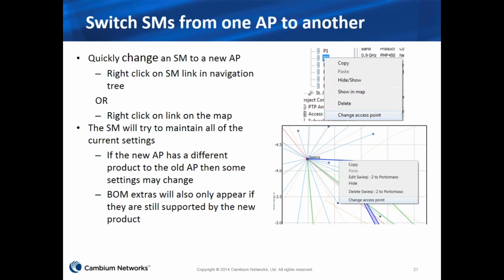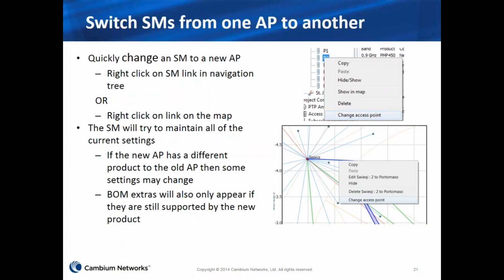So the next feature we're going to look at: once you've configured a network and attached all your SMs, sometimes there are reasons during the planning or deployment phases where you may want to change which AP an SM is connected to. What you don't want to do is delete that SM and then reattach it, because you lose all the settings that you've put in there. So we've added a capability where you can change the access point and effectively rehome an SM from one AP to another. Like quite a lot of functions in LINKPlanner, this can be done from the navigation tree or from the map view.